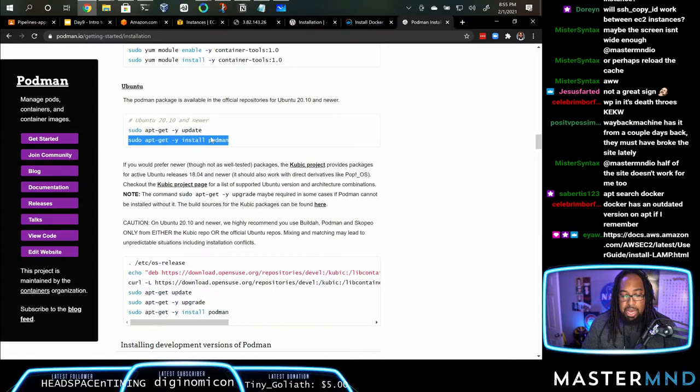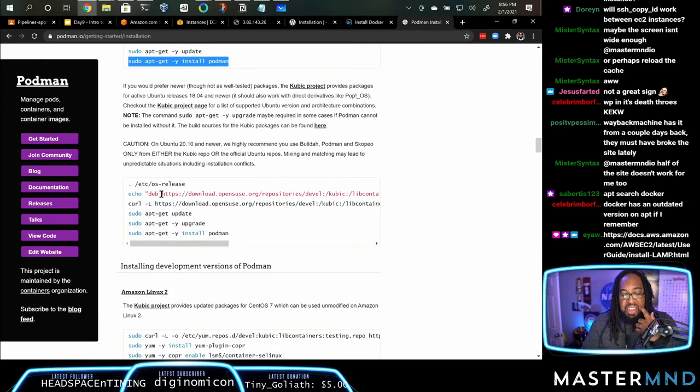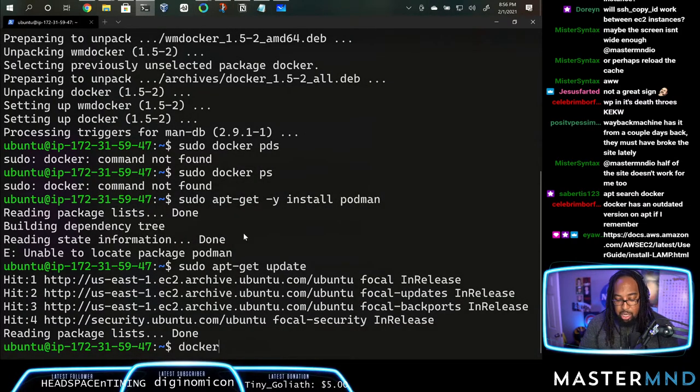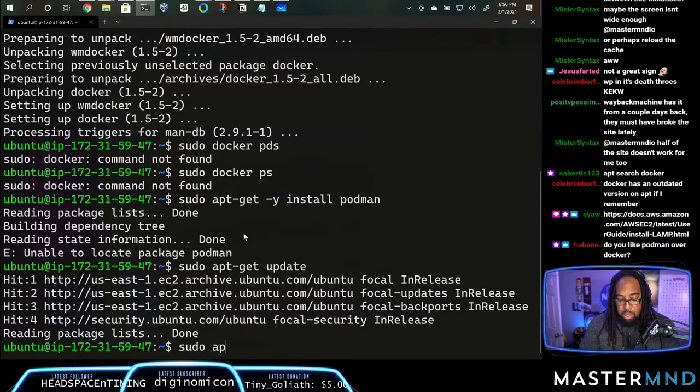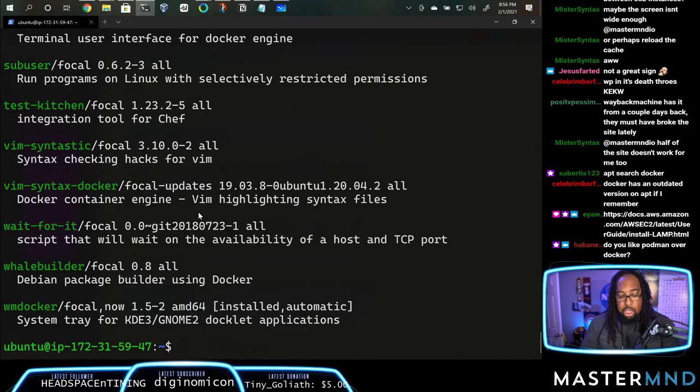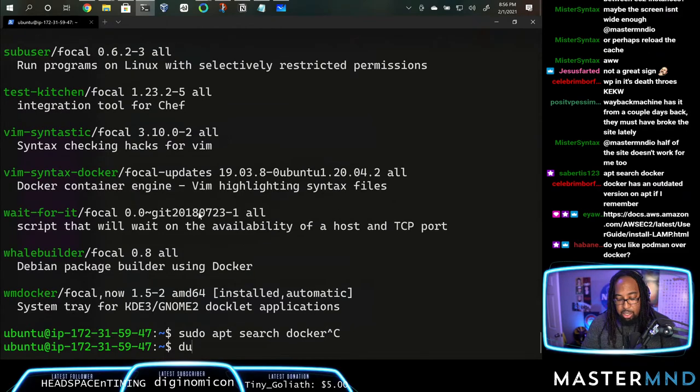I want to see if I can get Podman really fast. 2010 and newer. Okay. For 2010 and newer, recommend using. Okay. That kind of sucks. I wonder if this would work for provide packages, project 19 and newer. All right. No problem. I will do docker search. Sudo apt. This will give me a bunch. Yeah, see, this is what I didn't want. And I can search for it, but I actually know it's apt remove. Let me remove the regular Docker.